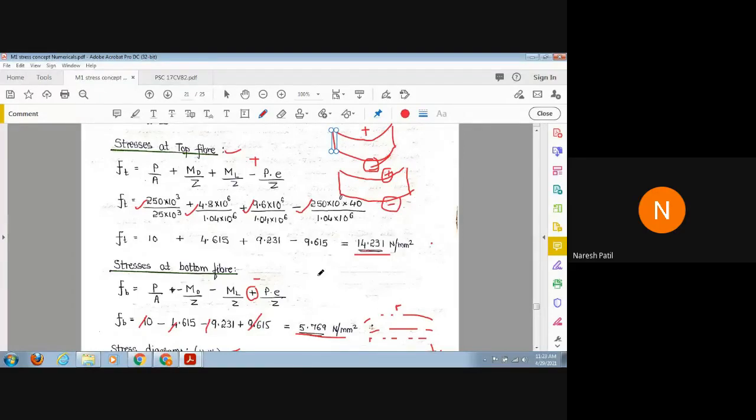Because due to pre-stress and due to load also, the section is bending downwards, for both the cases, due to load and even due to pre-stress.